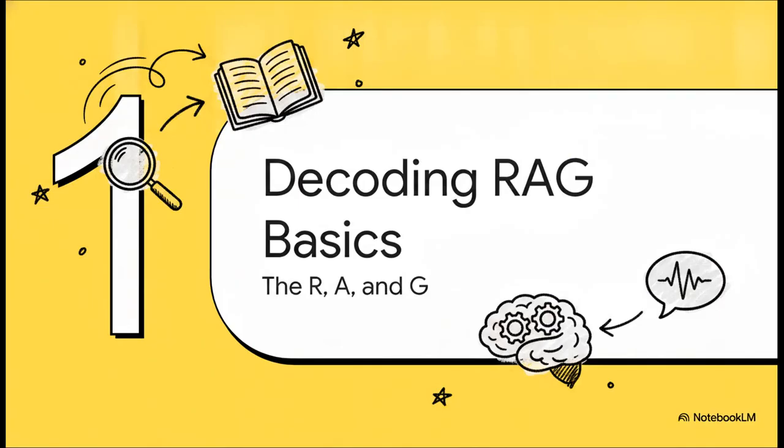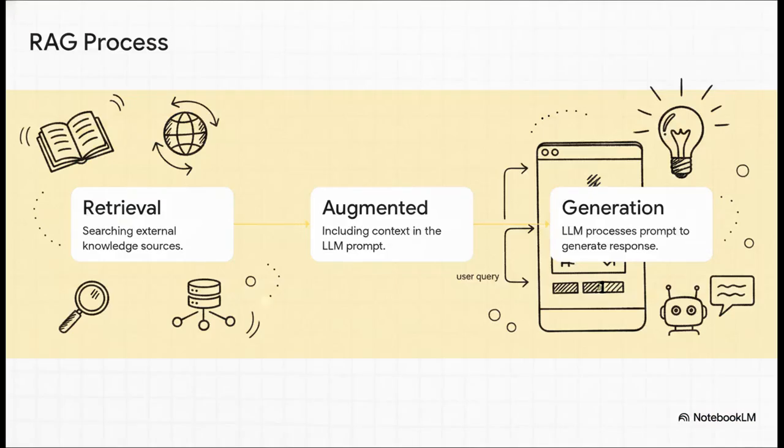Section 1. Decoding RAG basics. Understanding the R, the A, and the G. So while RAG sounds highly technical, the underlying logic is wonderfully straightforward. Think of the flow of data as a really logical three-step journey. Step 1 is the R, retrieval. When a user asks a question, the system doesn't just take a wild guess. Instead, it actively searches and fetches the most relevant information from trusted, external knowledge sources. It actually goes out and finds the facts.